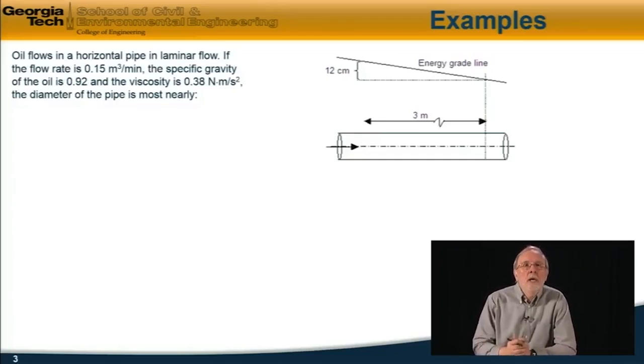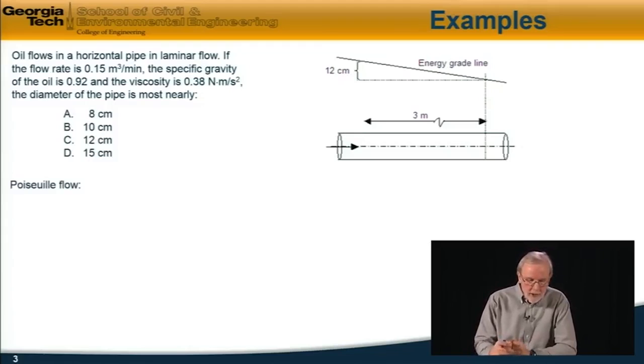So, first example, oil is flowing in a horizontal pipe in laminar flow. The flow rate is given, specific gravity and viscosity, and if we have a head loss of 12 centimeters over a pipe length of 3 meters, the diameter of the pipe is most nearly which of these alternatives?